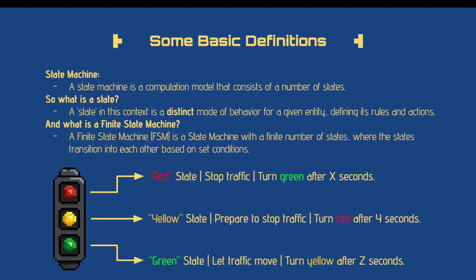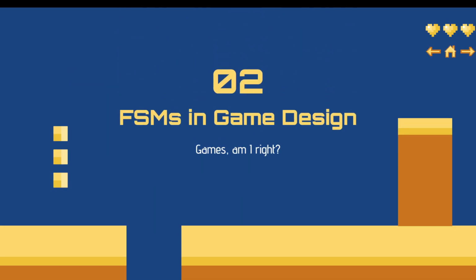A really basic and intuitive example of a finite state machine is a traffic light. Now, a traffic light has three states. We'll call these red, yellow, and green. In the red state, the behavior defined is that the traffic light should be red colored and it must stop traffic. It transitions to the green state, and the transition condition is a simple timer. The green state then lets traffic move. It transitions into the yellow state after another set timer, and then the yellow state prepares to stop traffic, which transitions into the red state after a set timer. Therefore, the loop completes.